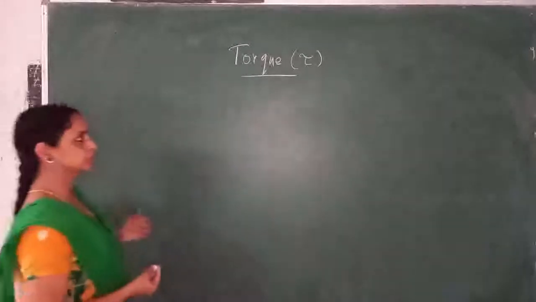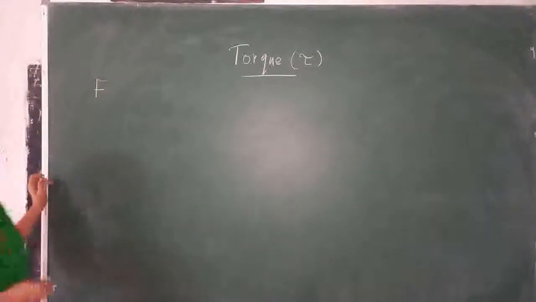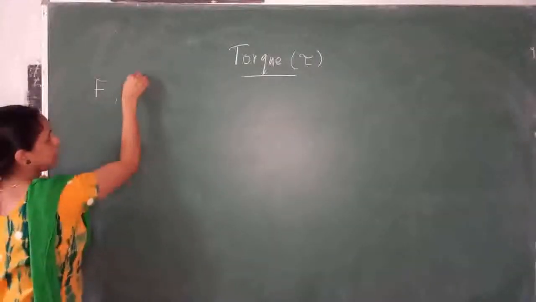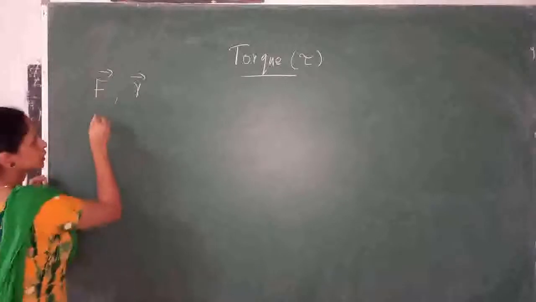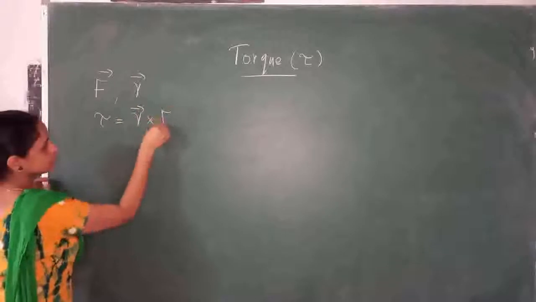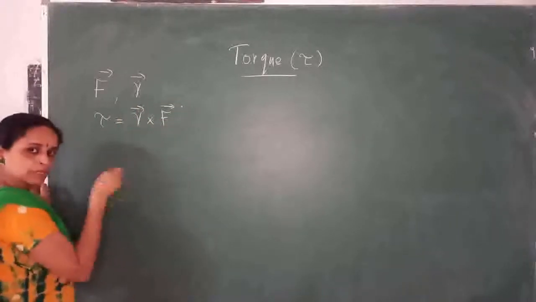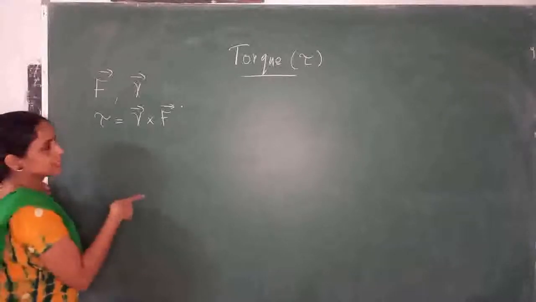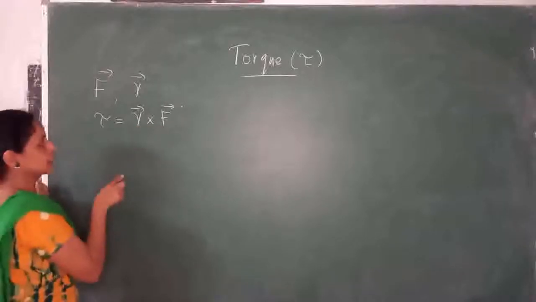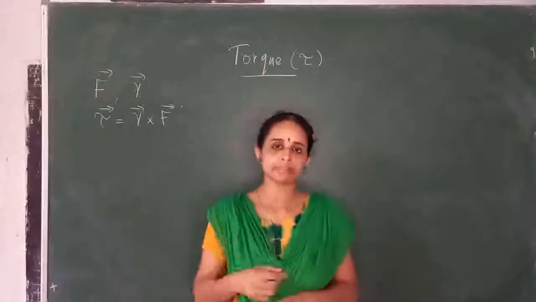So the torque due to a force F acting on a particle at a position vector R is given by torque tau is equal to R cross F. This is actually moment of linear force. Angular momentum is actually moment of linear momentum, and this torque is actually moment of linear force. Torque is also a rotational quantity and it is a vector.